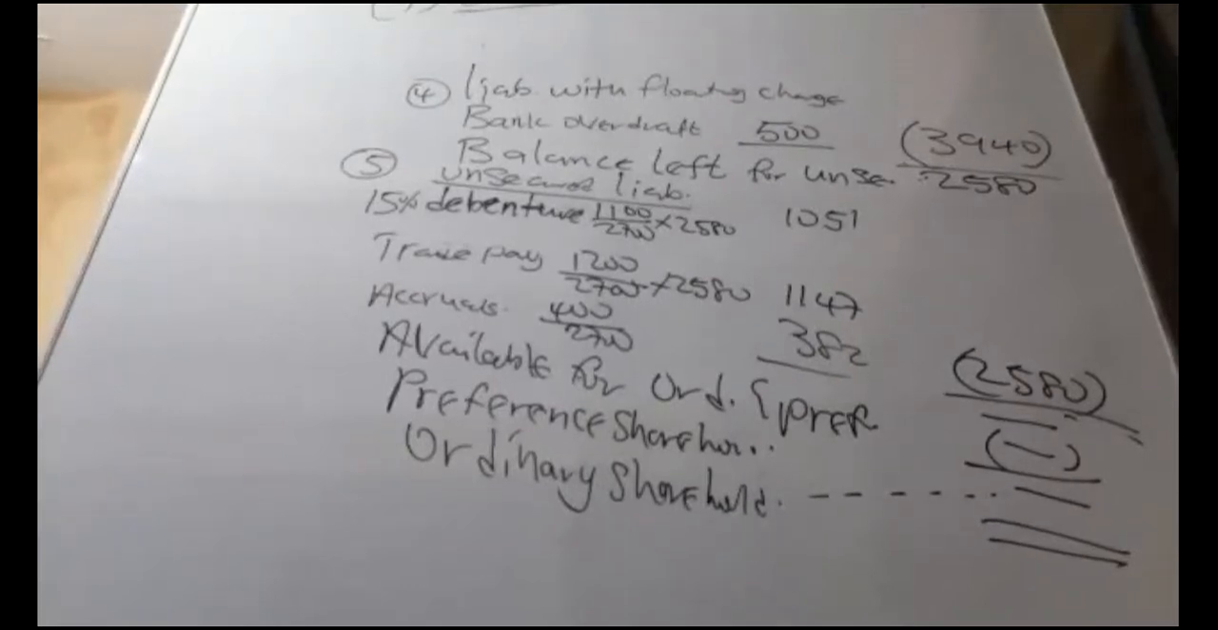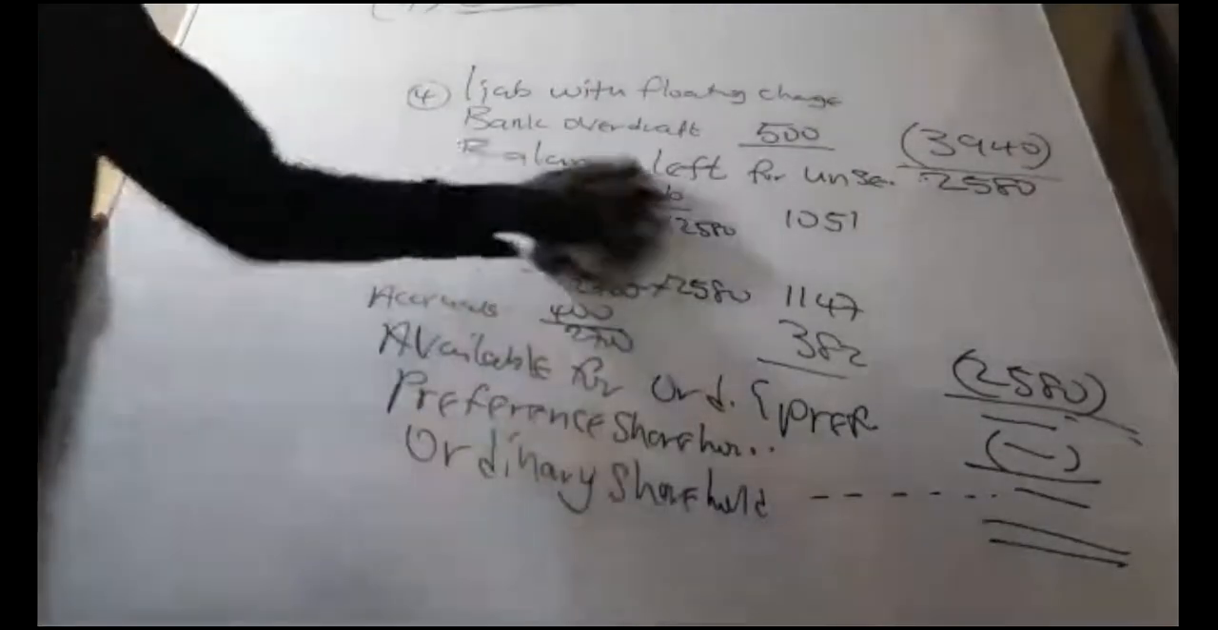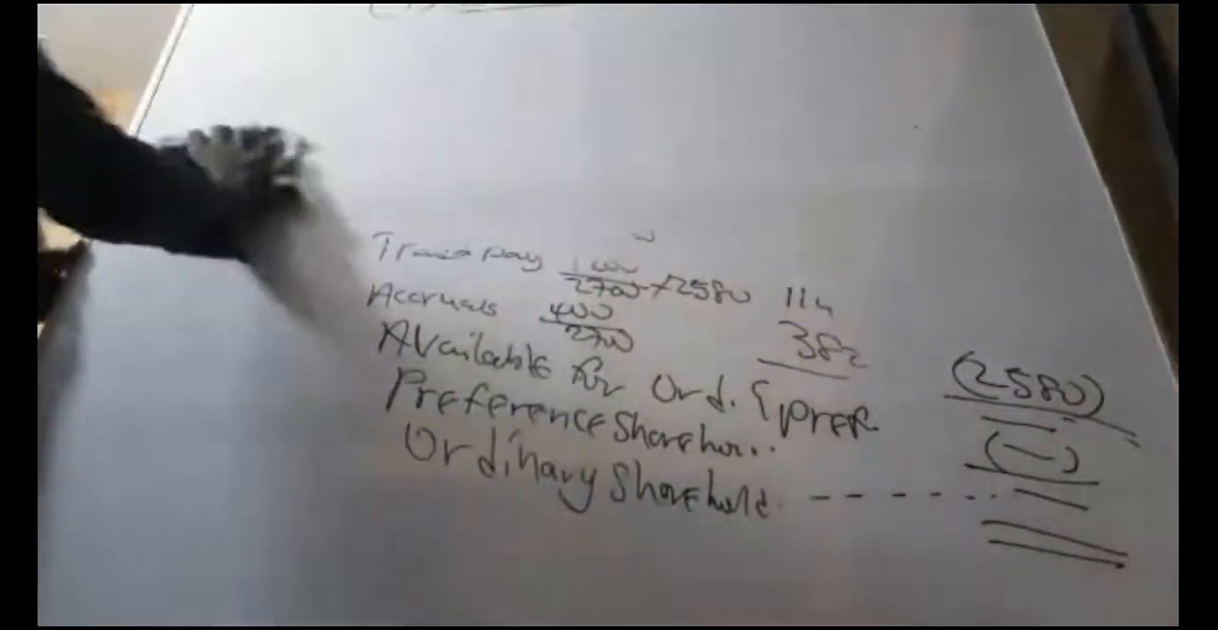Okay, so let's go to the next illustration. We are still analyzing the position of the bank, Natural Bank. Now let's see. The ordinary shareholders and preference shareholders are not even getting one cedi. They are losing everything. So that is it.